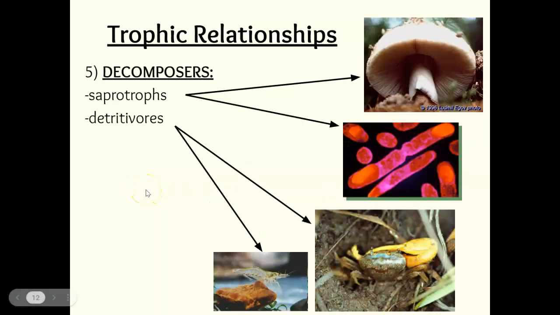Then we have our decomposers. Decomposers are typically not included on most food chains because you would have to have arrows coming out of every organism, because that's their job. They can gain energy from any organism that's detritus material or dead or decaying organism, something like that.